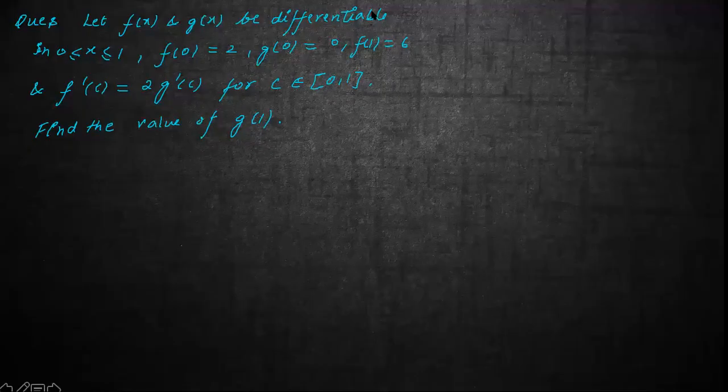So this question is based on Rolle's theorem itself. Let f(x) and g(x) be differentiable. We have been given the interval of x, and f of 0, g of 0, f of 1 are given.